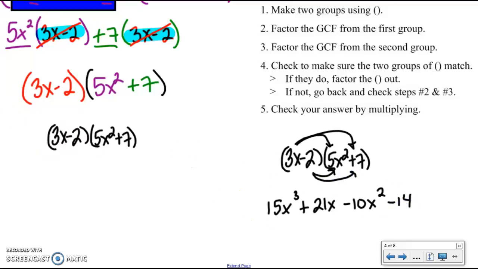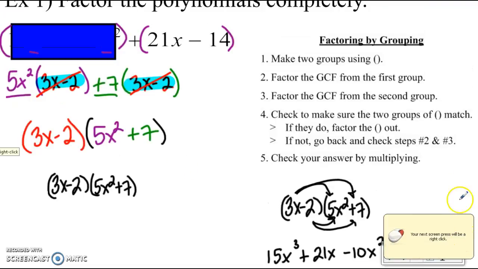Now this isn't in the exact same order as what I started with, but if I rearranged it to put it in standard form, it does actually match what I started with.